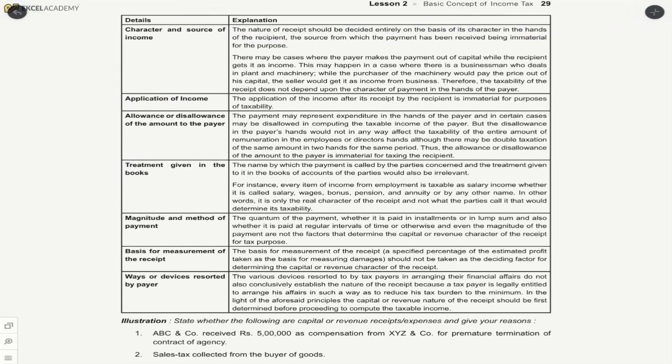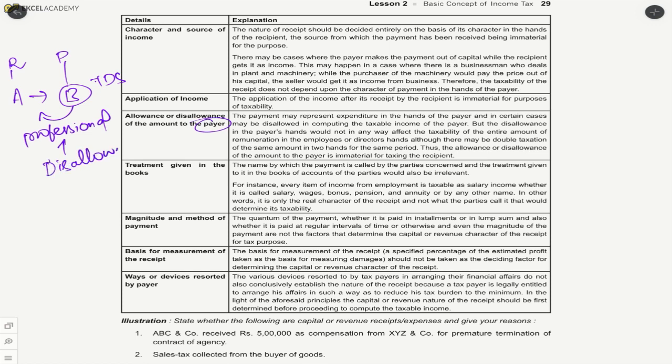Next is allowance or disallowance of the amount to the payer. Let's say A receives something from B. Now A is the recipient and B is the payer. B has paid professional fees to A. Now for some reason, maybe B has not deducted the TDS. This professional fees paid by the payer, that is B, is disallowed. That means it is not treated as an expenditure in the hands of B.